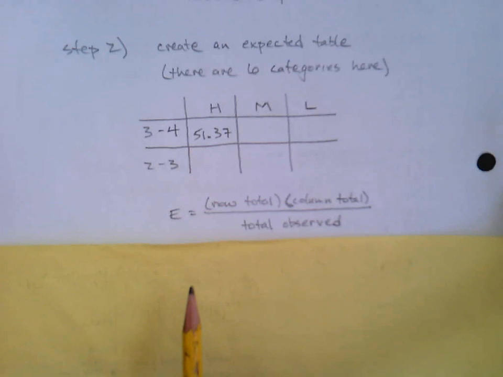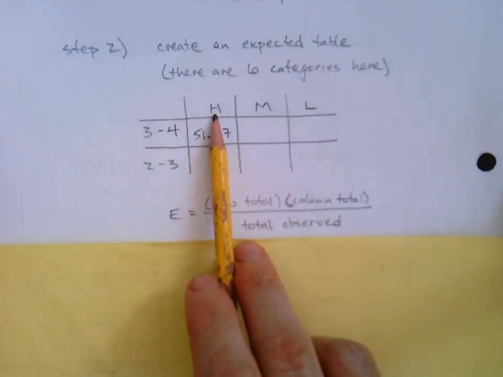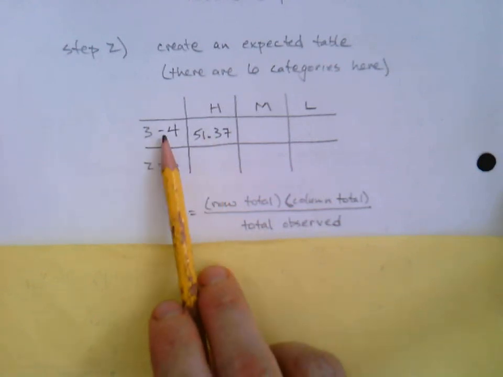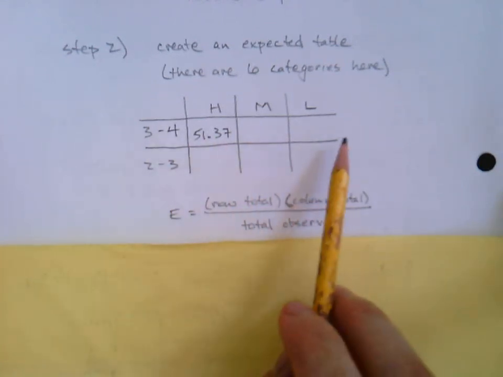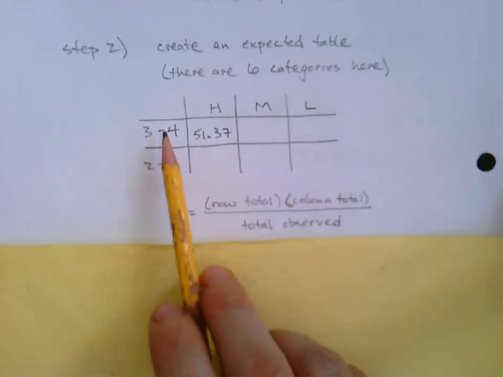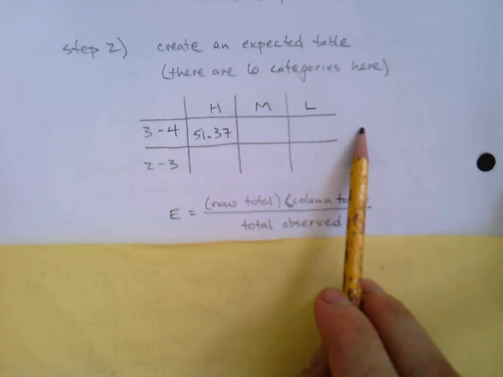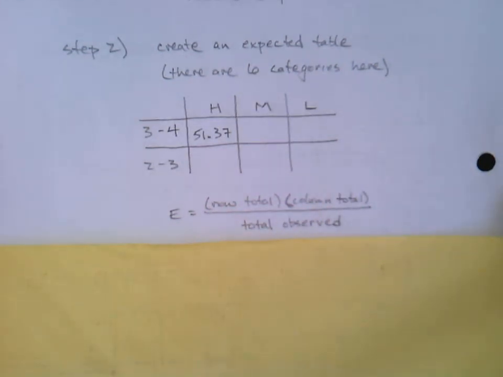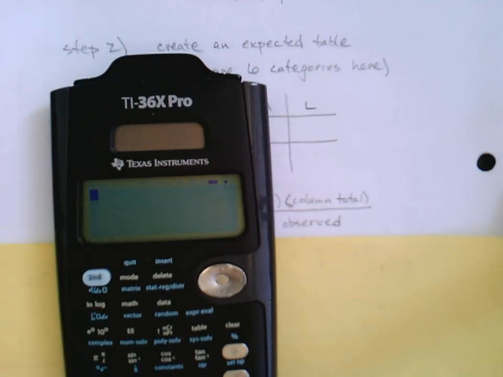Okay, so let's work that out. When I'm looking at high anxiety and 3 to 4 GPA, I'm going to take the row total. It's not in this little grid, but in the contingency table, I'm going to look over here at the total for that row. So for 3 to 4 GPA, the total of that row was 115, right?